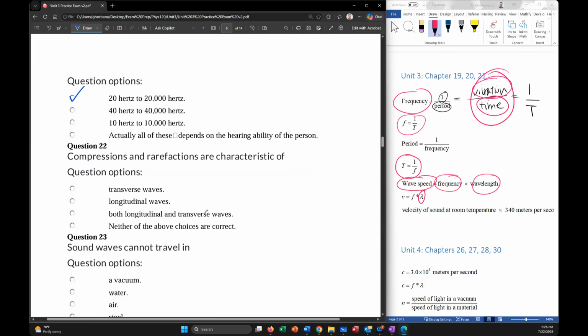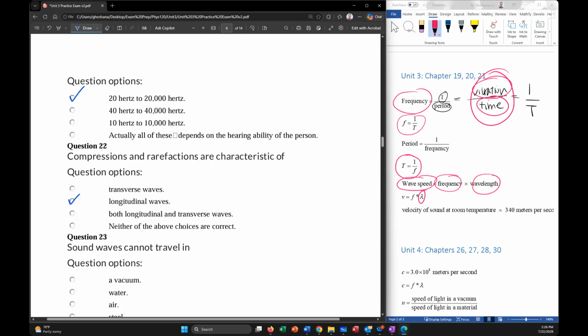Question 22. Compression and rarefaction are characteristic of transverse waves, longitudinal waves, or both longitudinal and transverse? We just mentioned what a transverse wave and a longitudinal wave are. Sound is an example of a longitudinal wave.